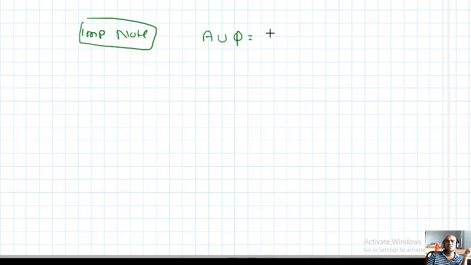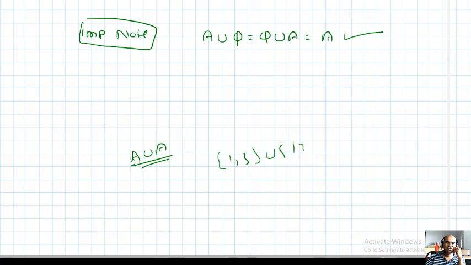Important note. What I explained, A union phi equal to phi union A equal to A. Okay, correct only. This is called identity property. But A union A, what happened? Observe, A union A only, no? {1, 2} union {1, 3}, what happened? Again {1, 3} only, no? A union A also A only.